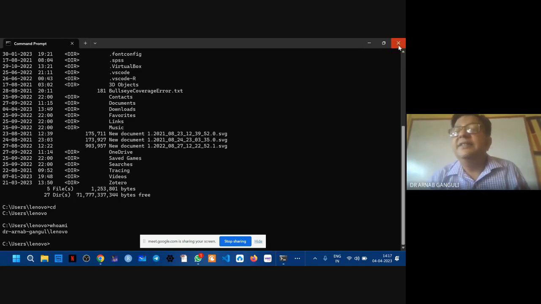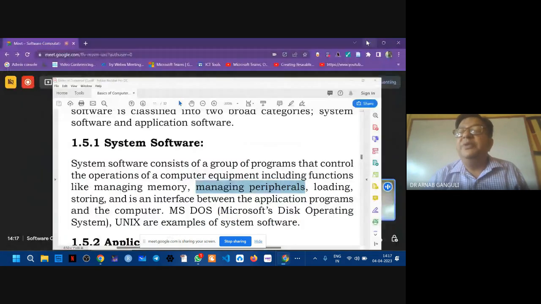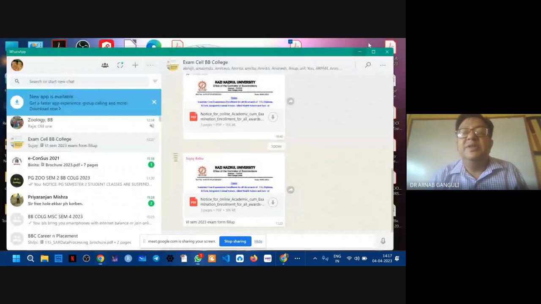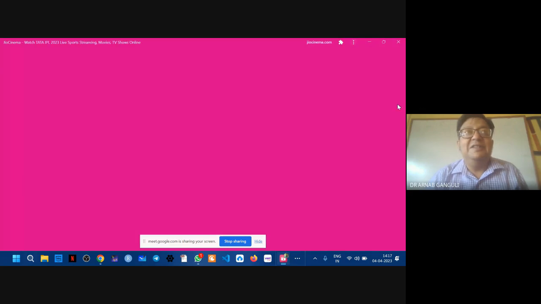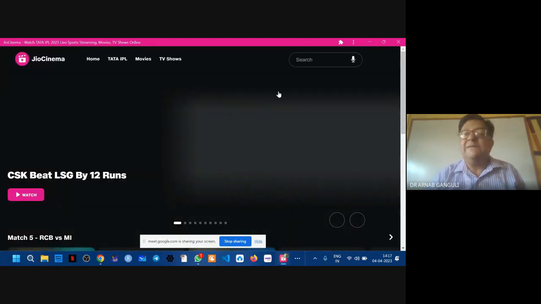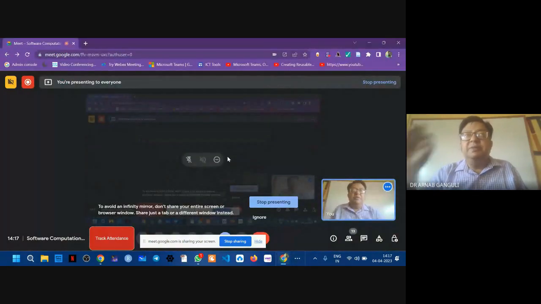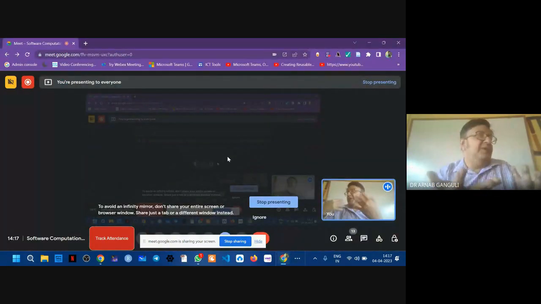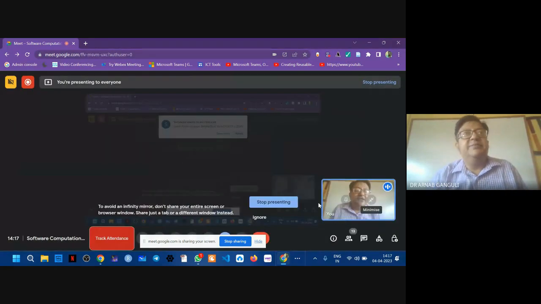But what you're seeing over here, this is not the system. This desktop, which I'm opening now, you can see this icon, JioCinema, this is basically an application, an app. So this is the difference between an application software and a system software.